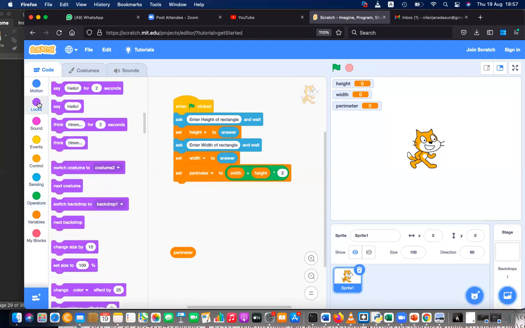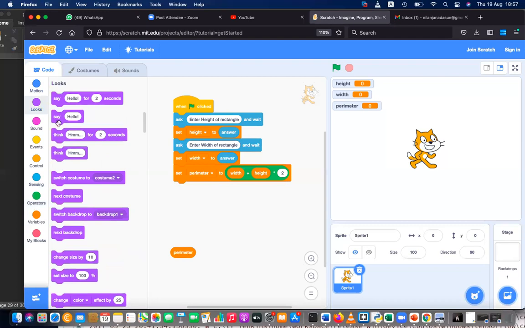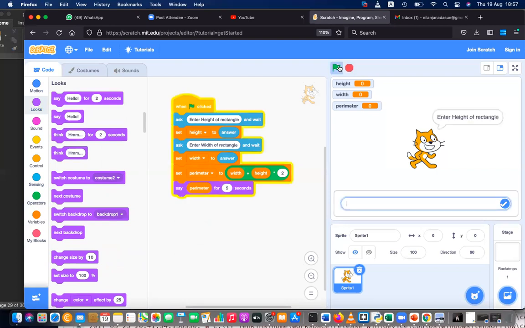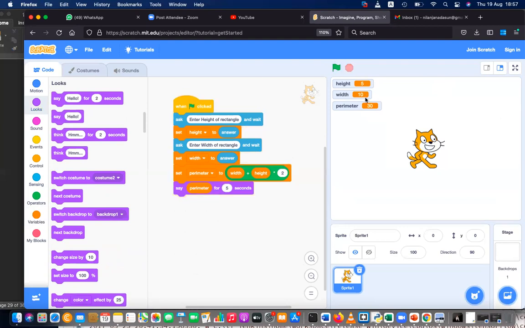Then finally, you have to display the perimeter. So you can go to the looks and say perimeter. Say for 5 seconds. That's it. When I press the flag, let's say height is 5, width is 10, then perimeter will be given. 5 plus 10 is 15. 15 into 2 is 30. That is the perimeter.